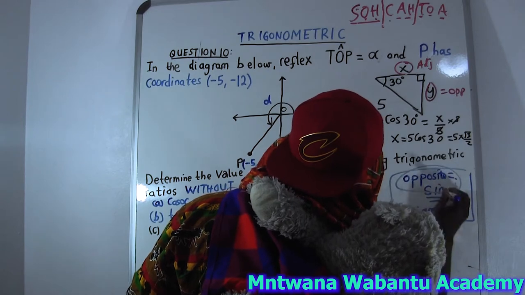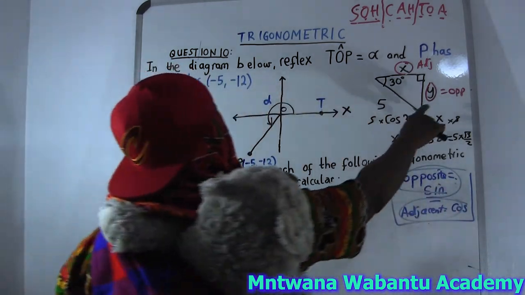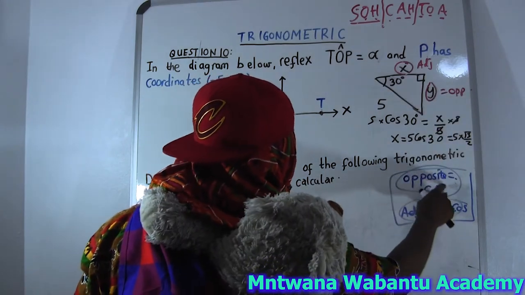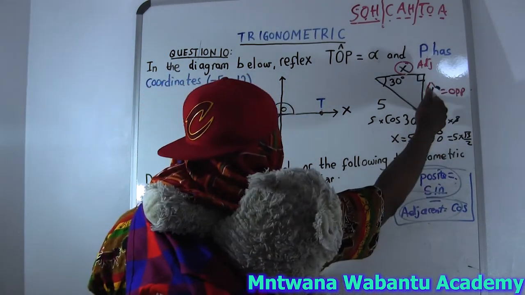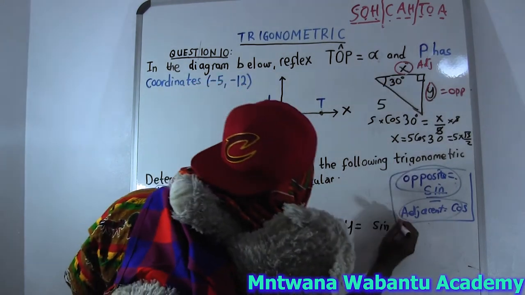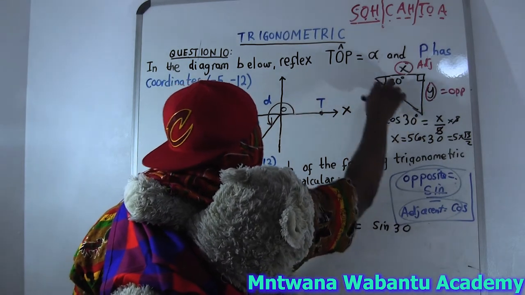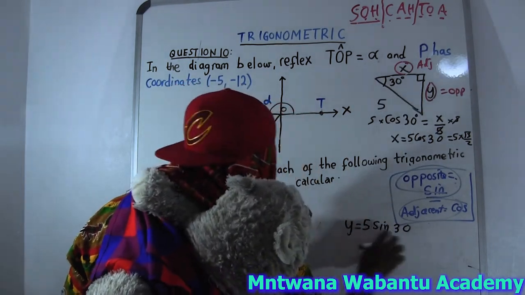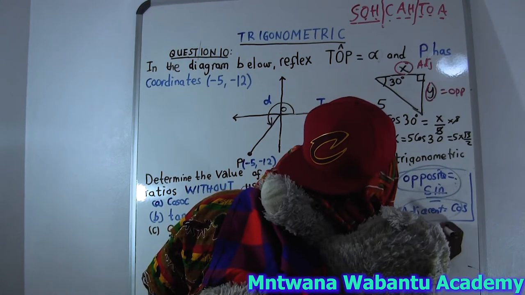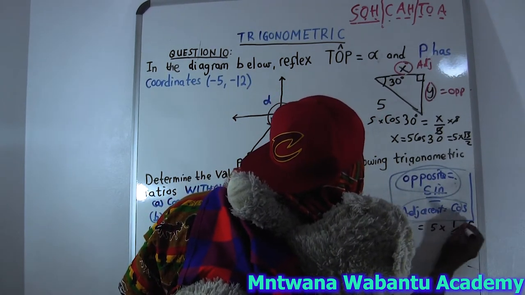Opposite is sine and adjacent is cos. So now what I'm looking for is the opposite. Opposite is what? Sine. So I'm going to say my opposite, which is y, we know it's always sine. What is the angle? Our angle is equal to 30. But make sure before this sine, you must multiply by the hypotenuse, which is 5. You put it in the calculator: 5 times sine of 30, which equals a half, which is going to be 5 times a half, about 2.5.